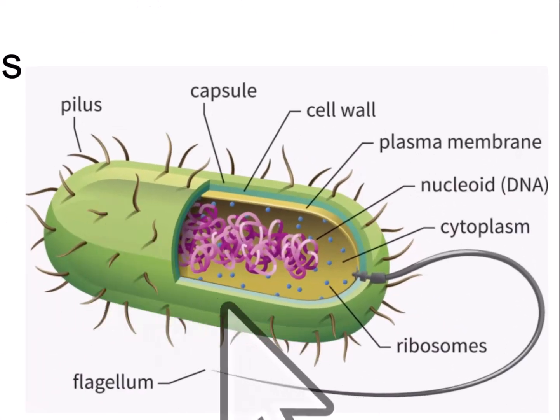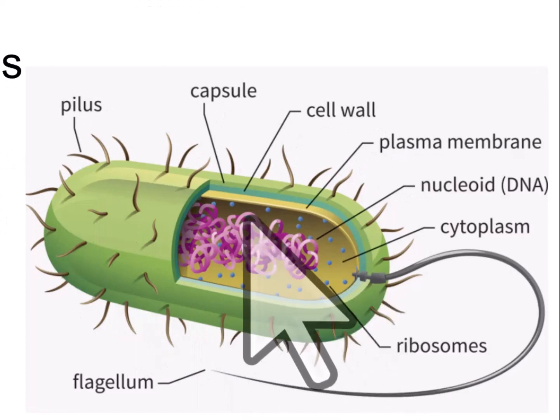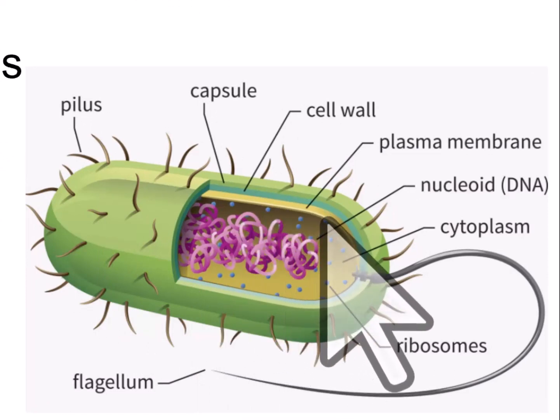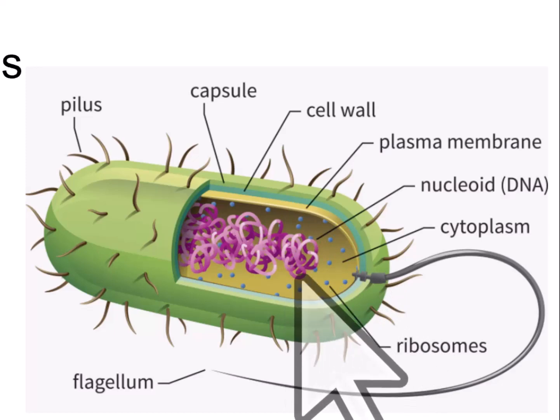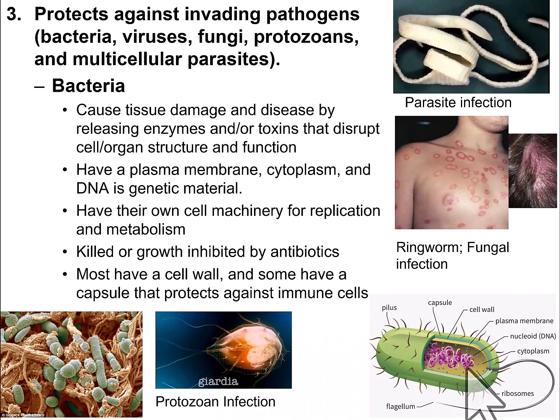Bacteria have a plasma membrane. So shown here is a bacteria. This is going to be the plasma membrane here. And then inside of that bacteria, you have cytoplasm. And DNA is the genetic material of bacteria. So they have their own cell machinery for replication and metabolism. We're going to compare that to viruses, which do not have their own cellular machinery for replication and metabolism. And bacteria can be killed by antibiotics.